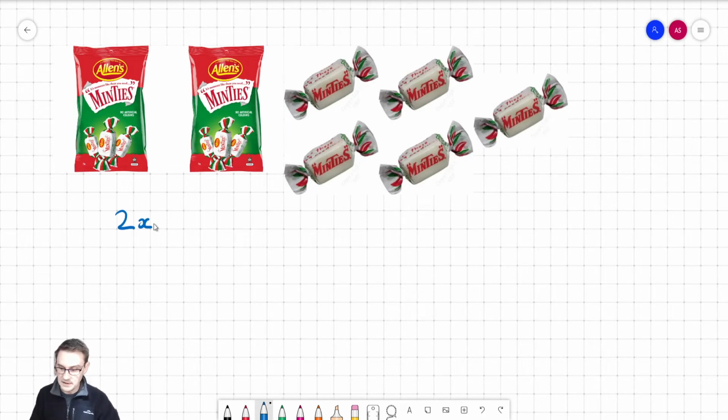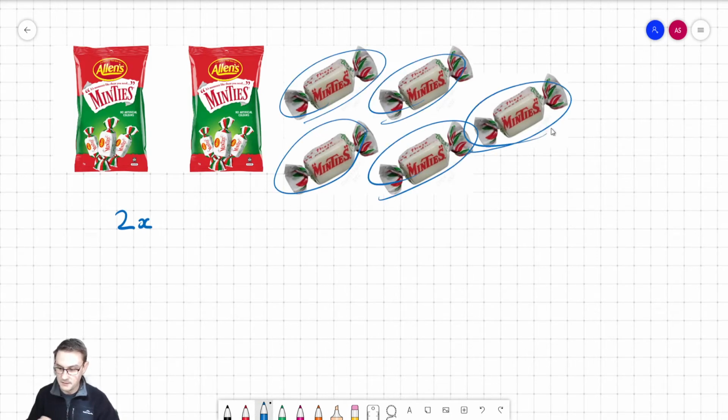But then we've got these other lollies, which we do know the number of because we can count them individually. We can see here that there's 1, 2, 3, 4, 5. What we want to do then is bring these together. So we've got 2X plus, because we want to add them, whatever the number in the packets, plus these other 5 that we've got here. The way we would represent this as an algebraic expression is to write 2X plus 5. That's representing the total number of minties that we have.